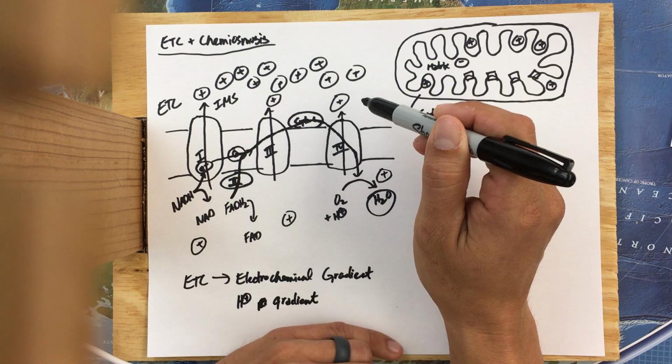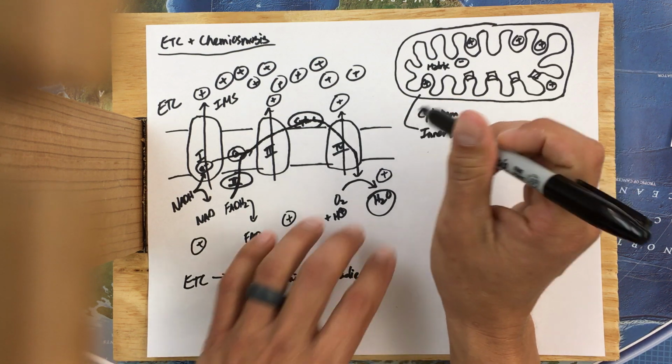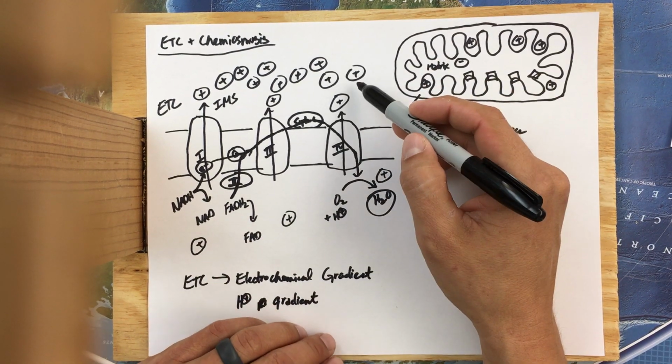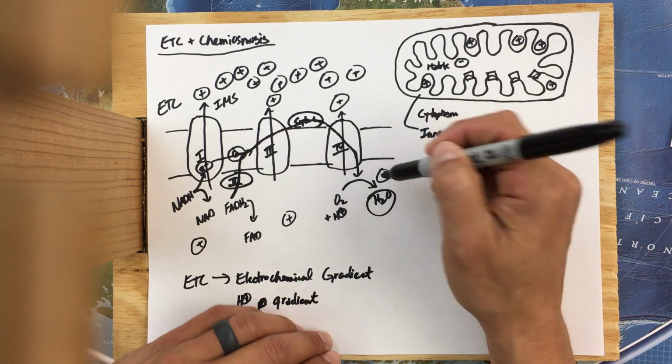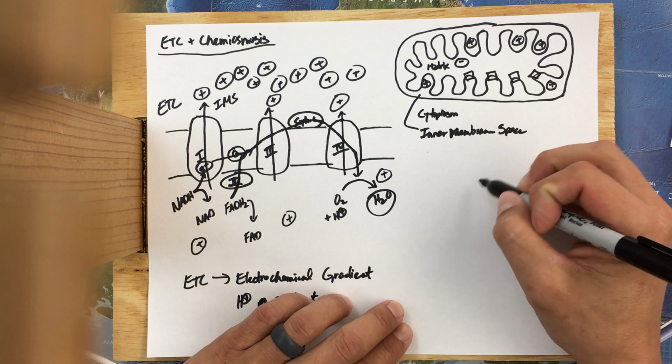So once they get there, what do they want to do? They want to go back to the matrix, because the matrix doesn't have very many of them. So just because of normal physical laws of diffusion, they're all up here, they'd rather be down here. So as soon as they get the opportunity to go across this membrane, they're going to want to do that. And that is what is going to happen during chemiosmosis.